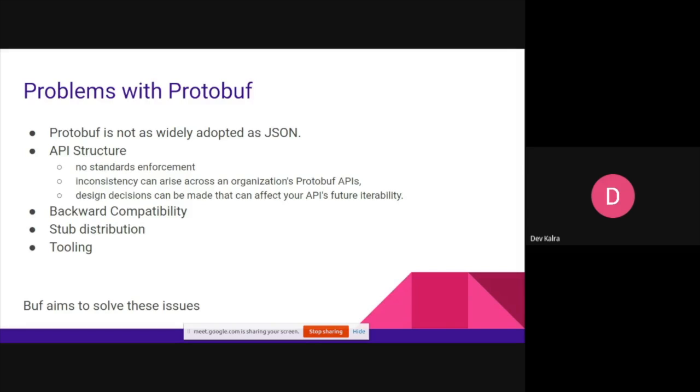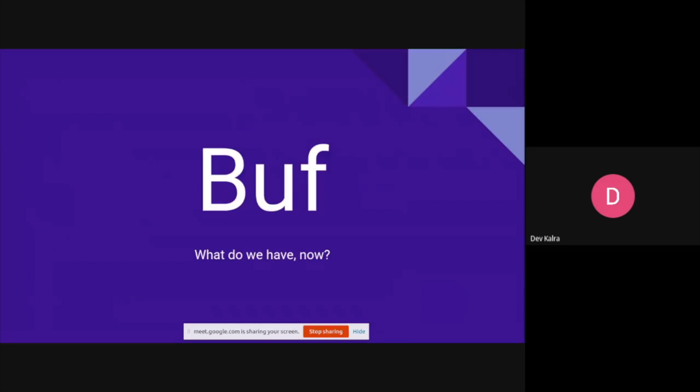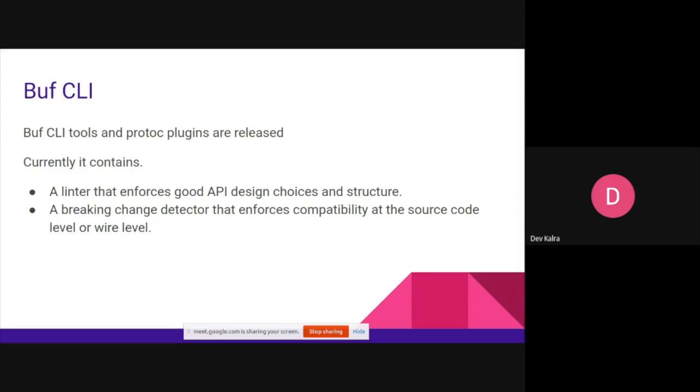Tooling is basically Buf, a tool to use protobuf wisely, in a good way. Right now there is no stable release for Buf. It is in beta, and it provides us with some CLI tools and some Protoc plugins. In the CLI tool, we have a linter that will enforce API design choices and API structure, and a breaking change detector.